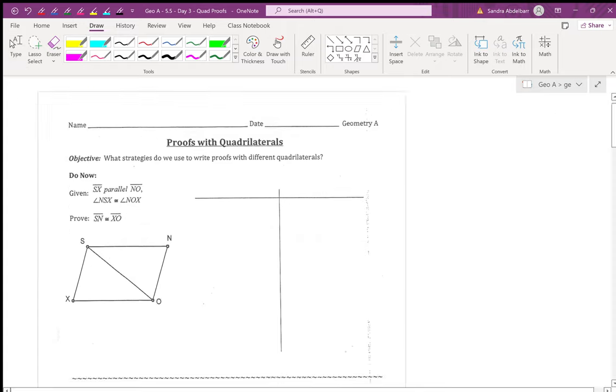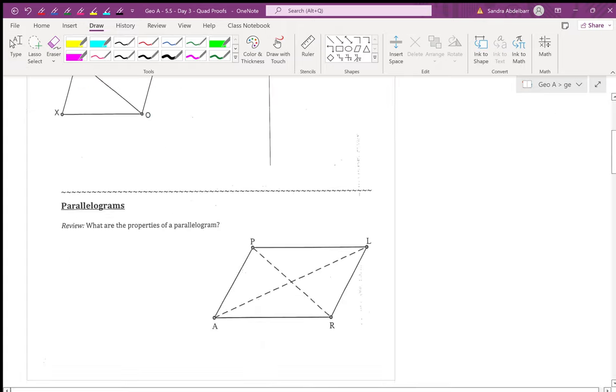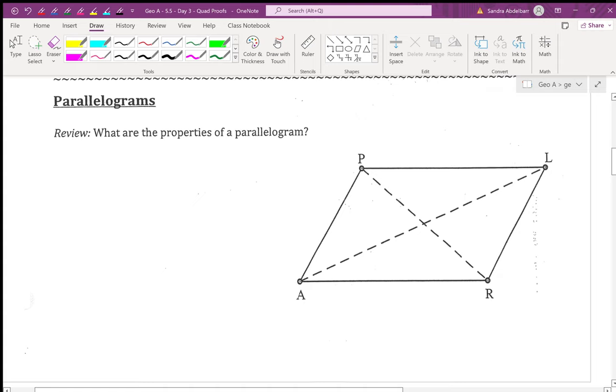Okay, so we're skipping the do now. Let's go and just review the properties of the parallelogram. We're going to mark them and we're also going to write them out in words. So someone tell me one property of a parallelogram. Michael.